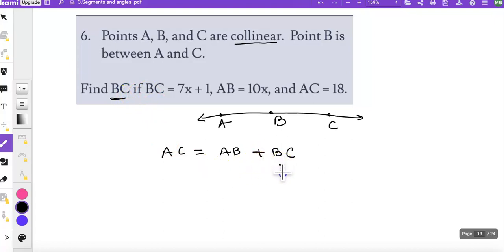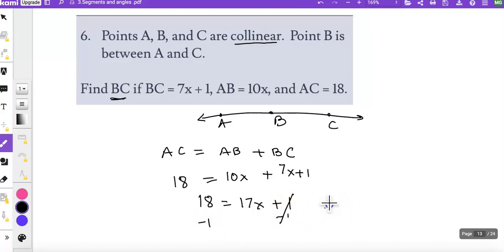And BC is what? 7x plus 1. What about AB? That's your 10x. Look how I am substituting the values over here. So this is your 18 is equal to 17x plus 1, and I can subtract 1 from both the sides. Okay, so my next step looks like 17 is equal to 17x, and x is equal to 1 when I divide both the sides by 17.